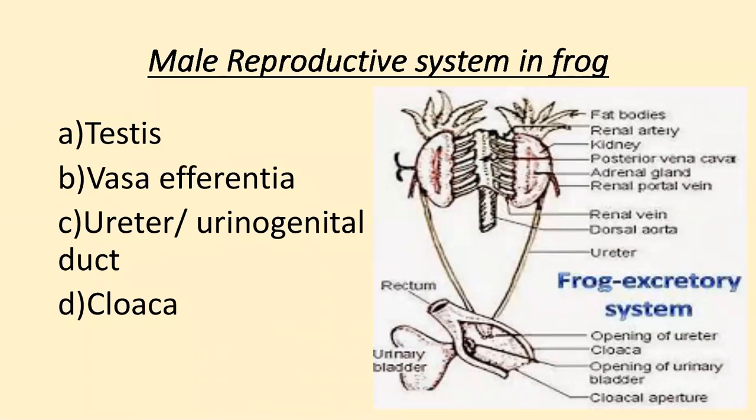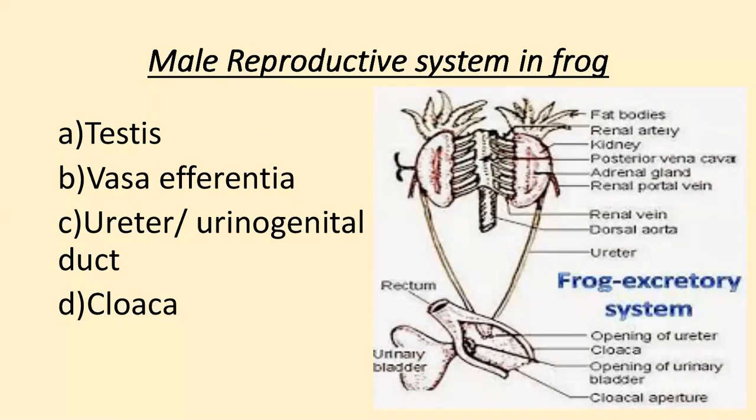This is also known as the excretory system and the reproductive system. Both are explained in one diagram. Now the organs are the testes. From the testes, very minute tube-like structures come out. These structures are called vasa efferentia.